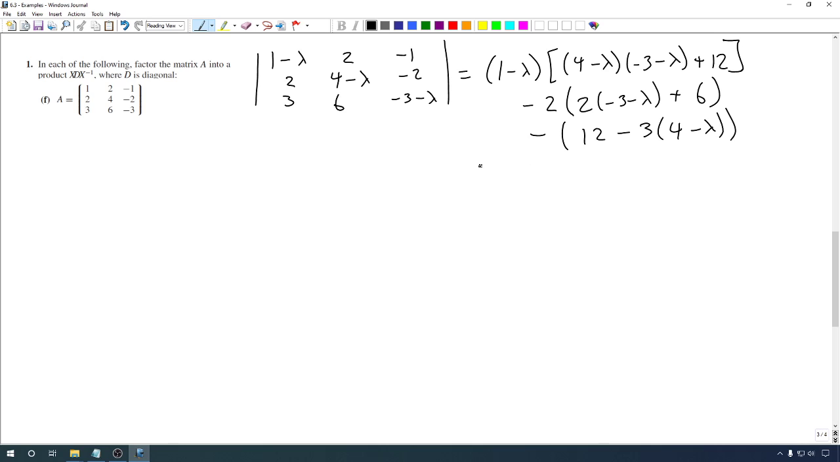But if you actually expand everything out, this turns into negative lambda cubed plus 2 lambda squared, which if you go ahead and factor out a negative lambda squared, we get lambda minus 2. So what do we have here? We have lambda equals 0 and lambda equals 2 as our eigenvalues. Let's start off with lambda equals 2, because lambda equals 0 is going to be repeated. This square means that it is of multiplicity 2. So that's going to be our possible trouble spot.